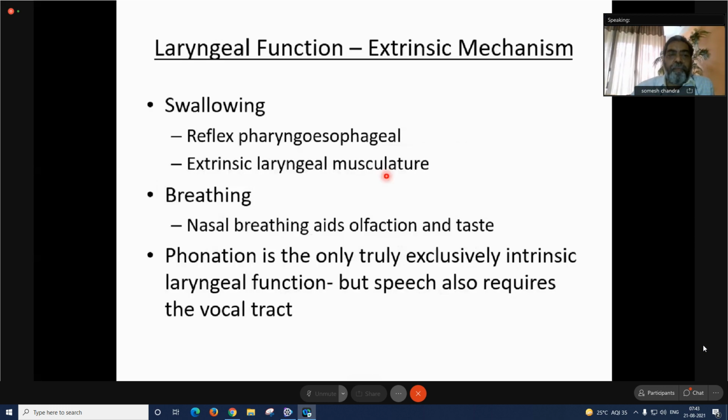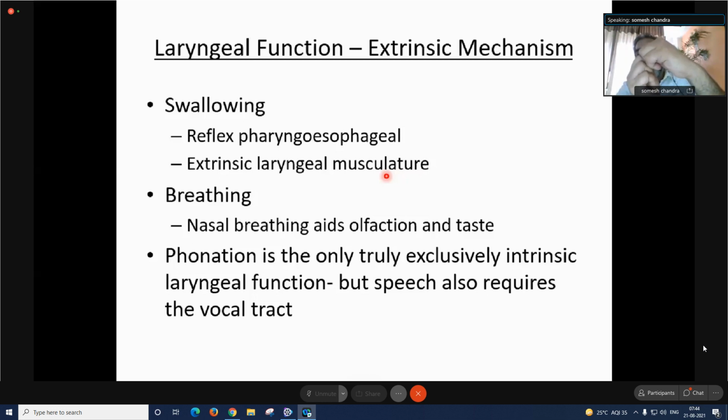Now, laryngeal function is also dependent upon some extrinsic factors. Swallowing is a coordinated reflex between the pharyngoesophageal swallowing reflex and the extrinsic laryngeal musculature, which pulls the larynx up. So the tongue base goes back, and the larynx comes up and forward, and they impinge upon each other. In between, the epiglottis gets sandwiched. So the tongue base and the laryngeal aperture get opposed, and that's the first layer of protection against aspiration and anything going to the airway.